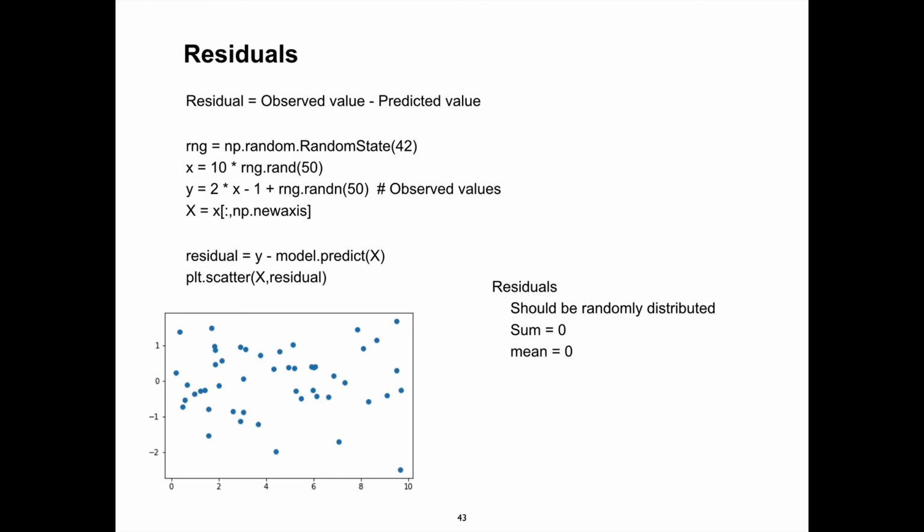Why? Because if it's linear, then you'd expect values half the time to be above and half the time below. And since I'm subtracting off the actual values, that's basically turning the line to 0. So if there's a pattern here, then your data is probably not linear. The residuals should be randomly distributed, the sum should be close to 0, and the mean should be close to 0.